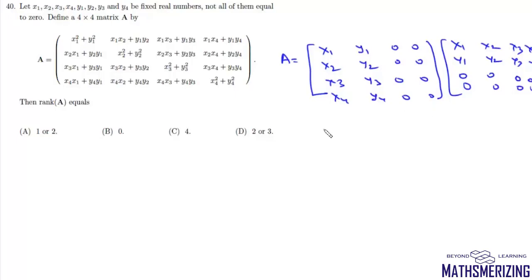Now we have expressed A as product of two matrices P and Q. Now rank of P is less than or equal to 2, and in the same way rank of Q is also less than or equal to 2.